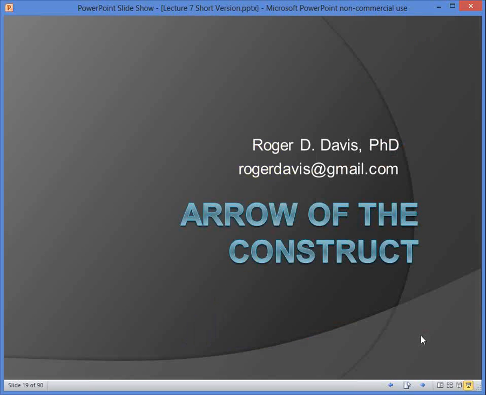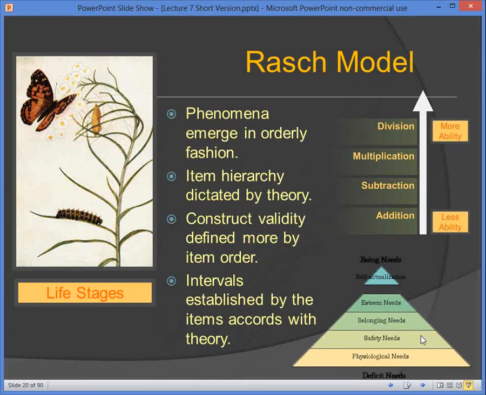Now, in opposition to that, which is a situation in which we don't have the field converging on a single result, we have the Rasch model that takes a very strongly theoretical approach. In the Rasch model, phenomena are supposed to emerge in an orderly fashion, similar to development. You can think of this idea as occurring many times over in psychology in many different forms.